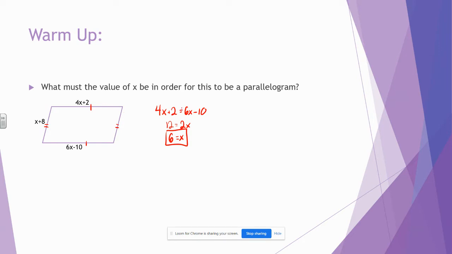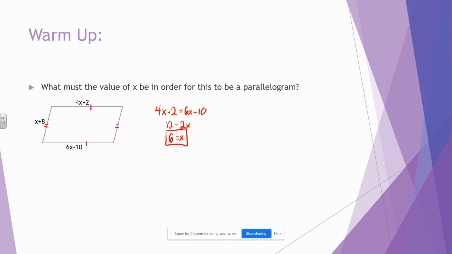We can use the 4x plus 2 and the 6x minus 10 though. So we set those equal to each other, adding 10 to both sides and then subtracting 4x from both sides. We end up with 12 equals 2x. Working through some division there, x equals 6.